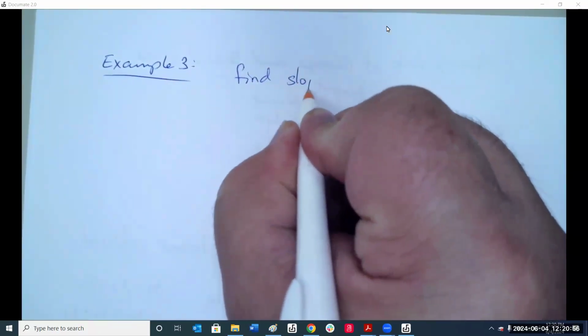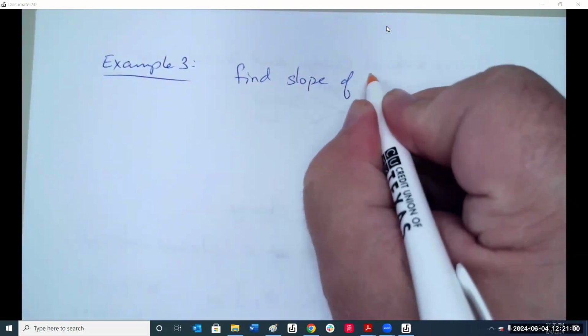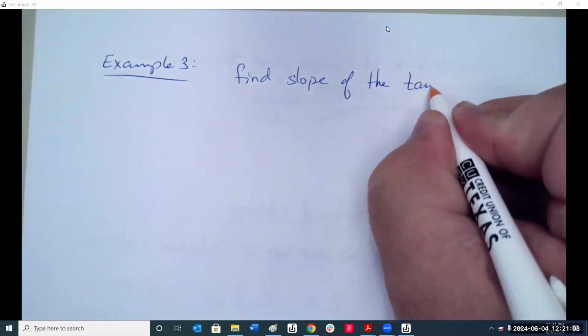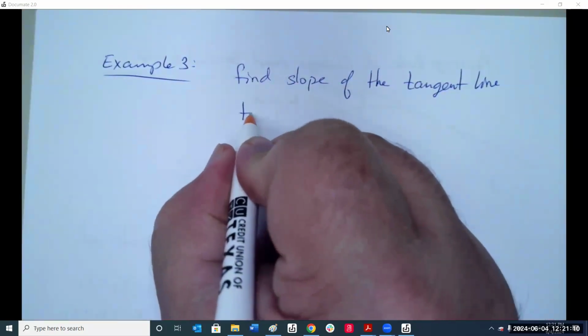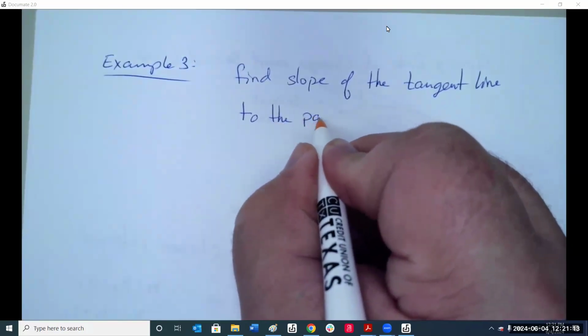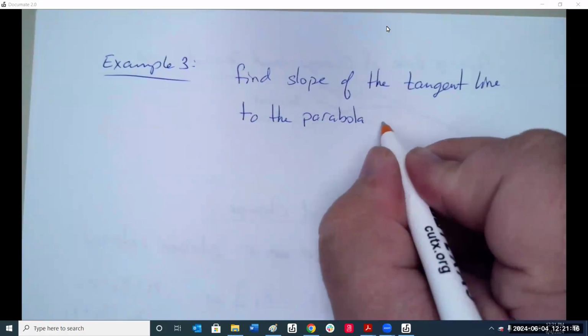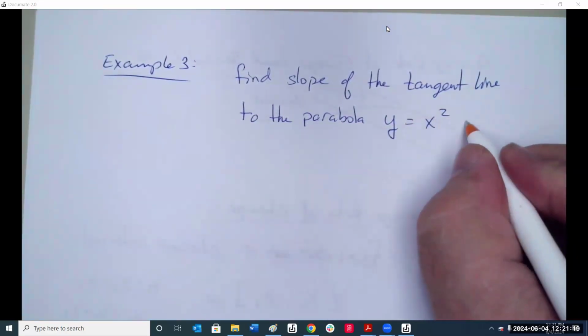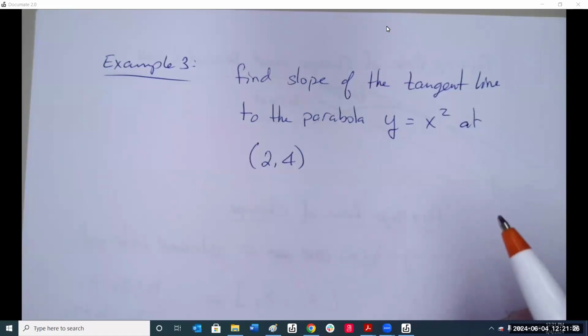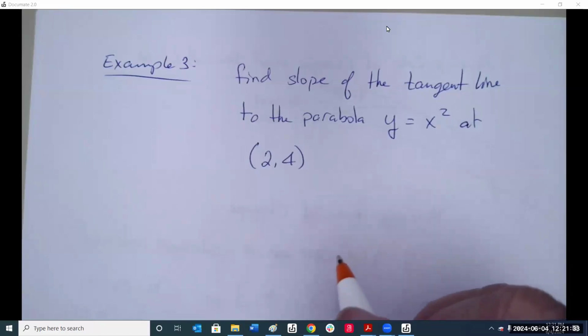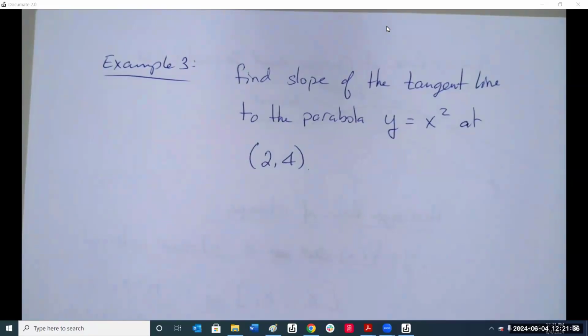Find the slope of the tangent line to the parabola y equals x squared at the point (2, 4) by analyzing the slope of the secant line through (2, 4). Then write an equation for the tangent line at that point.